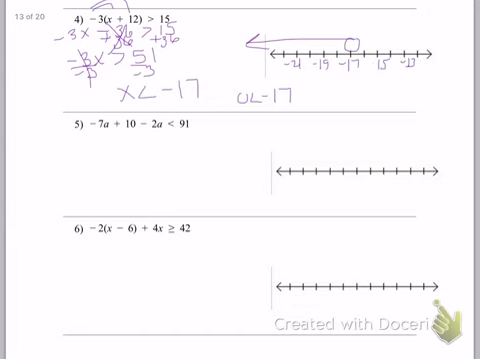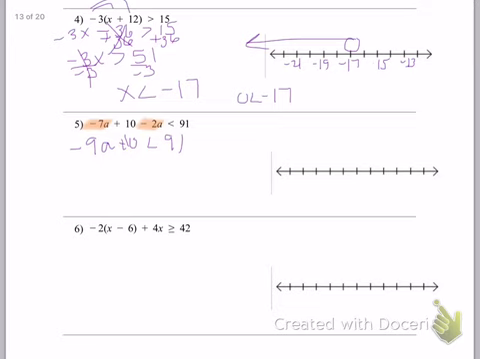All right, number 5. So first thing, since we don't have to distribute, we need to combine like terms. So we've got our -7a and our -2a. So let's add those together. So -7 plus -2 gets you -9a. And then plus 10 is less than 91.